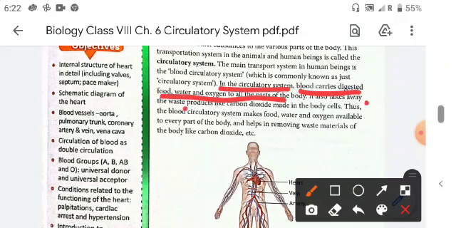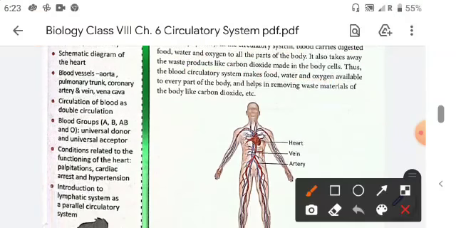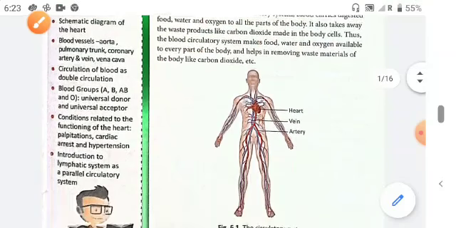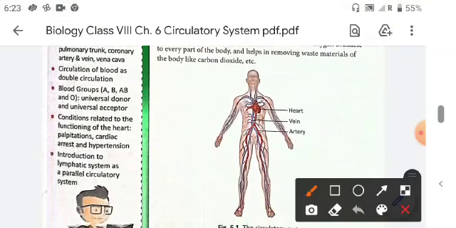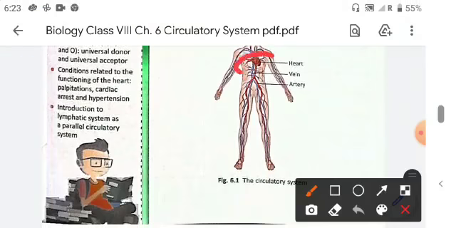takes away the waste products like carbon dioxide and urea. Thus the blood circulatory system makes food, water and oxygen available to every part of the body and helps in removing waste materials of the body like carbon dioxide, etc. Here in this figure it is shown where the heart is.